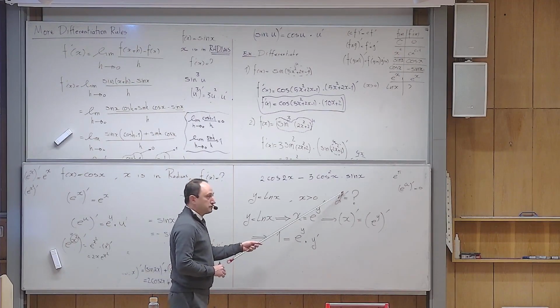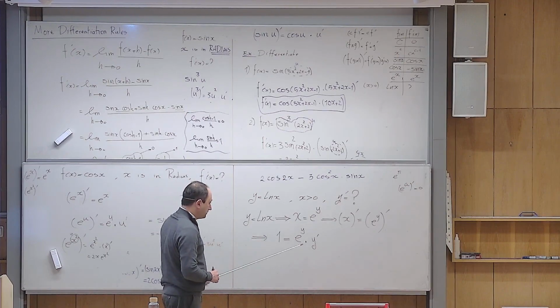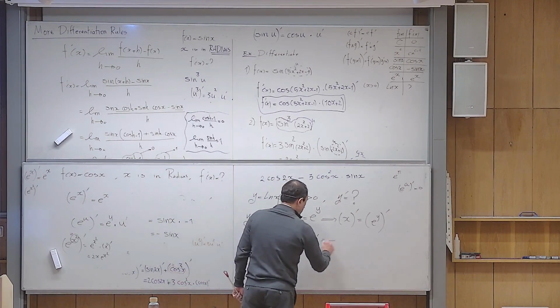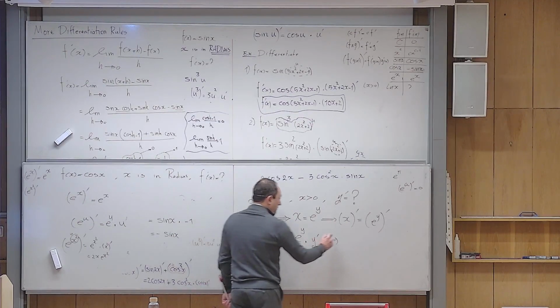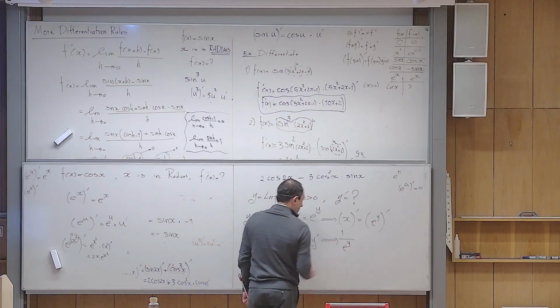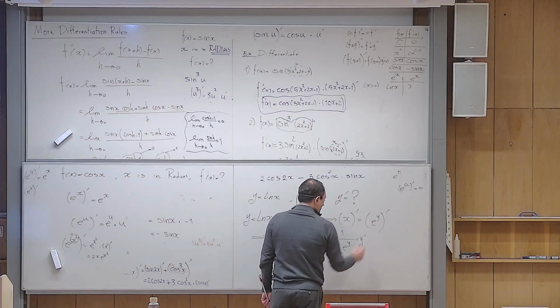But what was my question? My question was to find y prime. So I can find y prime here. I divide everything by e to the power y. So this becomes 1 over e to the power y is equal to y prime. Yes?